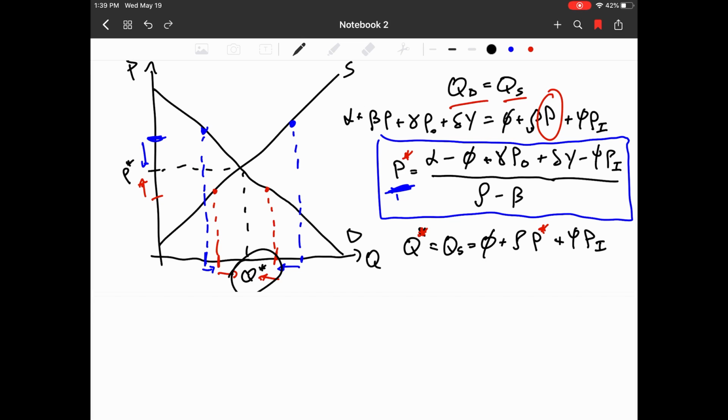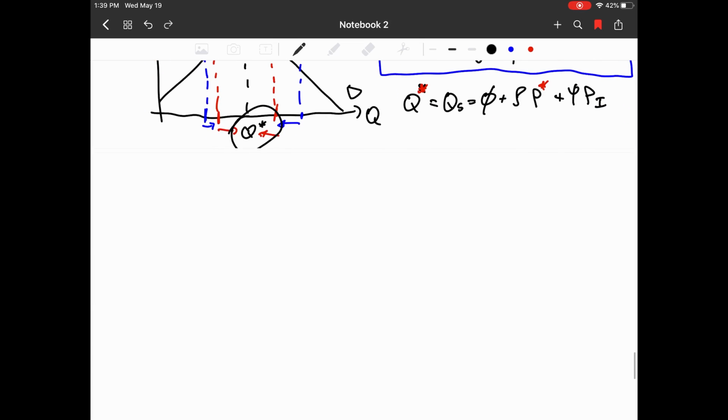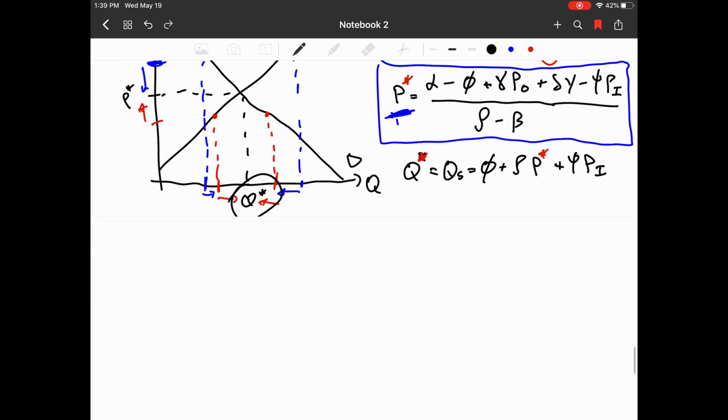And this turns out to be pretty messy, so I'm going to go through and simplify this. So we have Q star is equal to phi times rho minus beta plus rho alpha minus, oh boy, we need some more space. I'm going to backtrack a little bit.